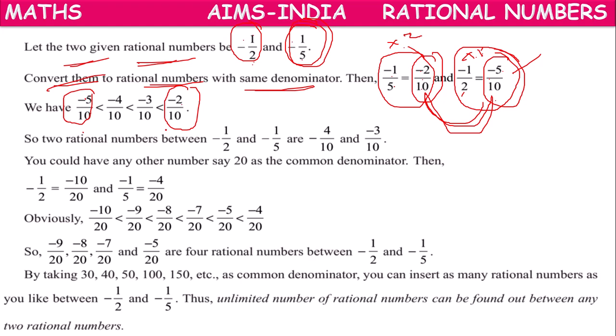In between, what can we write? Because the denominator 10 is the same, look at the numerators, minus 5 and minus 2. Between minus 5 and minus 2, what other integers may come? Minus 4, minus 3. So what rational numbers may come? Minus 4 by 10, minus 3 by 10. Like that, we can insert two rational numbers, at least two numbers we can tell: minus 4 by 10 and minus 3 by 10.